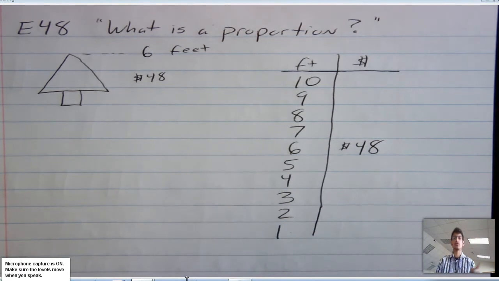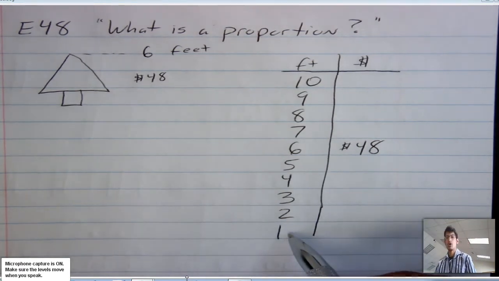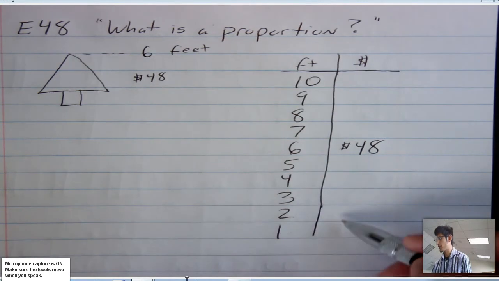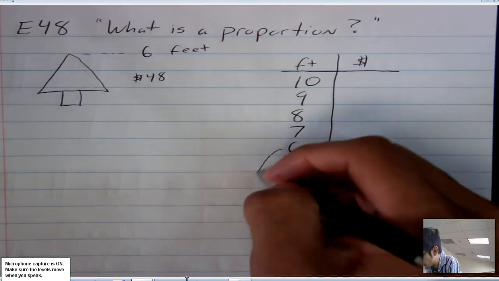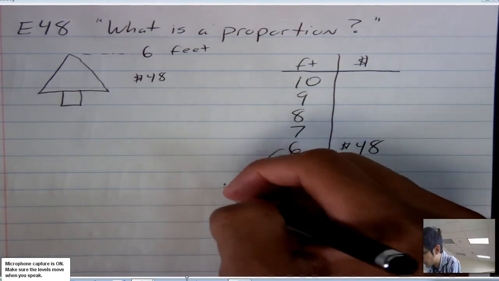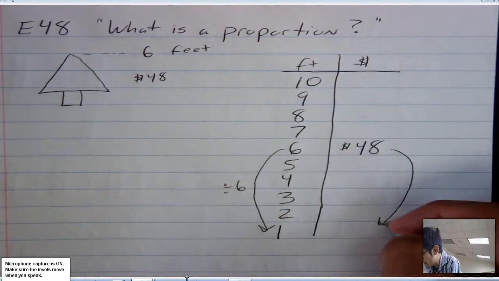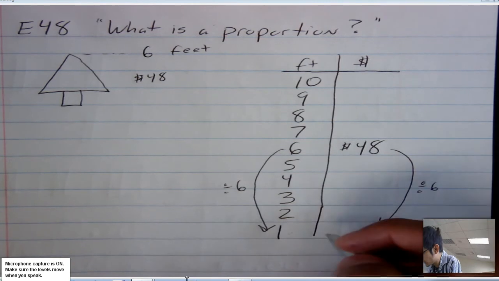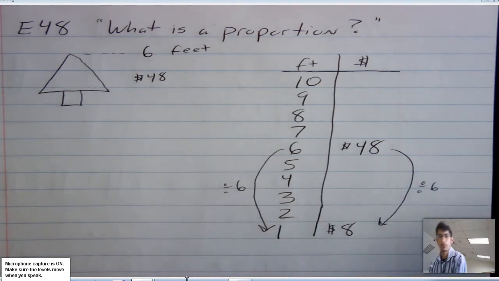If you remember from yesterday's video, that's called the unit rate. How much does 1 foot cost? So let's ask ourselves, what is 6 divided by what equals 1? And that's going to be 6. So what is 48 divided by 6? And that equals $8. So every foot is going to cost $8.